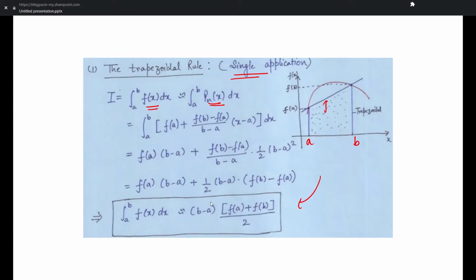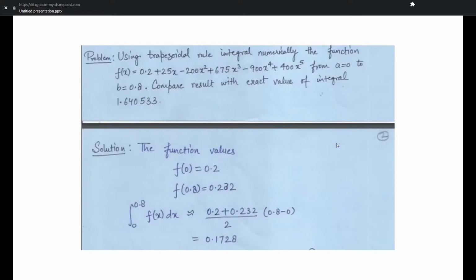Now, in order to increase the accuracy of this method, we need to divide this interval into several small parts and then apply the trapezoidal method to each of the small parts. Let us look into a problem. We have to find the integral numerically of this function from a equal to 0 to b equal to 0.8. This is the exact value of the integral. Now this is the value of the function at 0 and this is the value of the function at 0.8. Plugging into the formula, we get 0.1728, which is quite different from the actual answer. So we need to increase its accuracy.